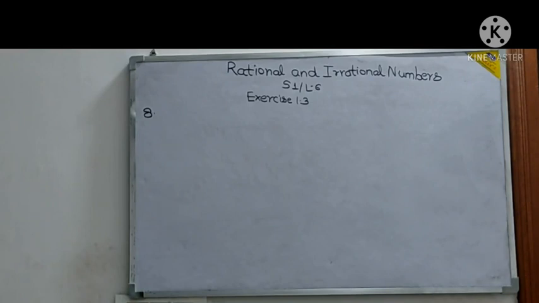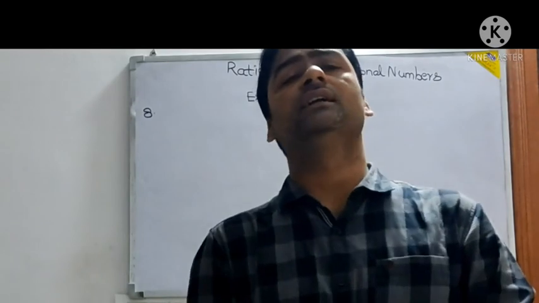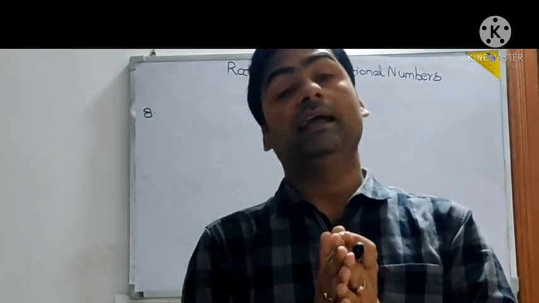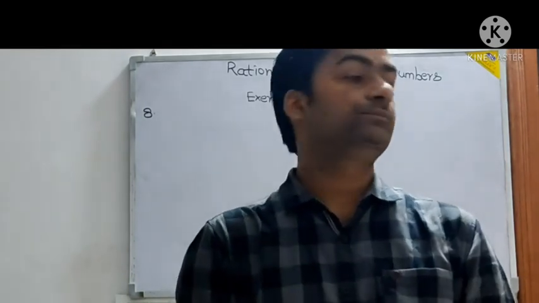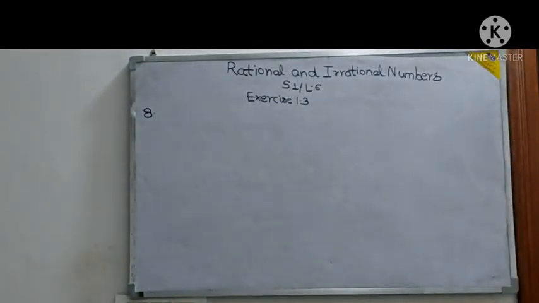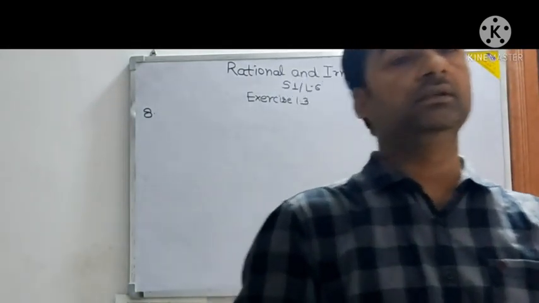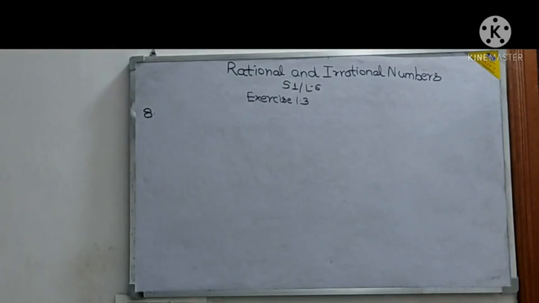Question 8: Express the following numbers in the form of p by q, where p and q are both integers and q is not equal to 0. Question 8 is giving you a detailed introduction. Basically they want to say, express the given decimals as rational numbers. If you know the definition of rational numbers, what is that? Expressed in the form of p by q where q is not equal to 0, p and q are integers, and p and q have no common factors other than 1.